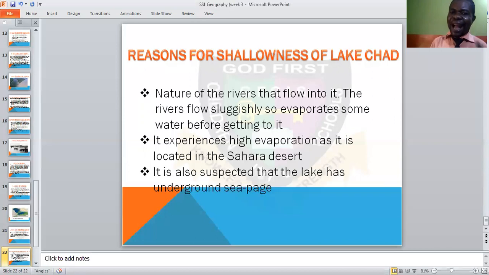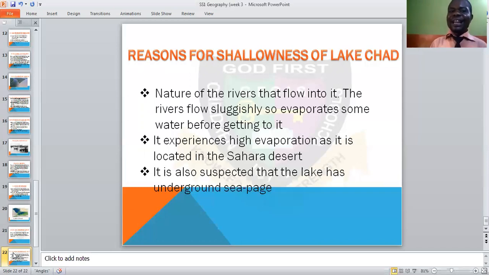It experiences high evaporation because it's located in the Sahara Desert. It is around the Sahara Desert, so it experiences high evaporation. You know, when heat is in, the water evaporates too much, and then the volume will be going down.